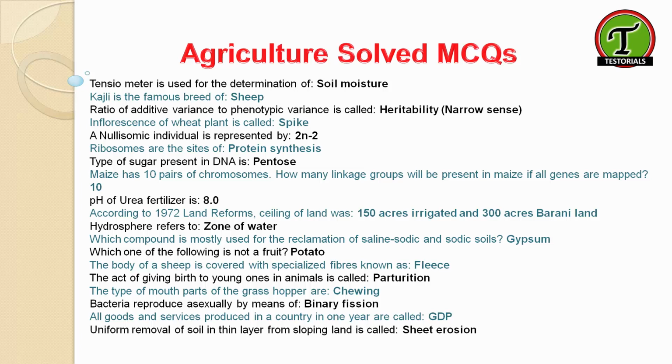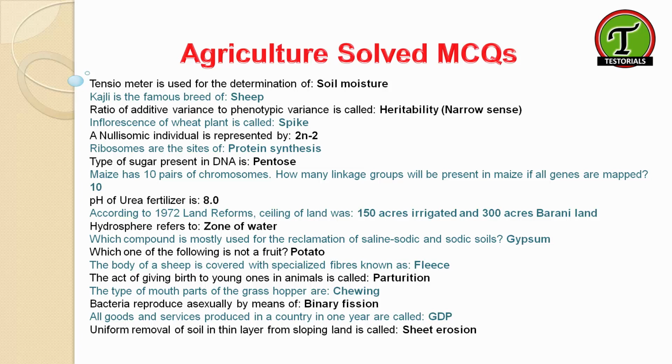183. Ratio of additive variance to phenotypic variance is called heritability, narrow sense. 184. Inflorescence of wheat plant is called spike. 185. A nullisomic individual is represented by 2n-2. 186. Ribosomes are the sites of protein synthesis. 187. Type of sugar present in DNA is pentose.